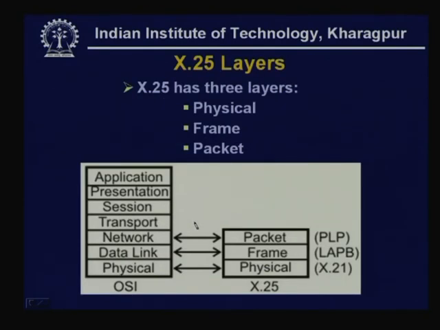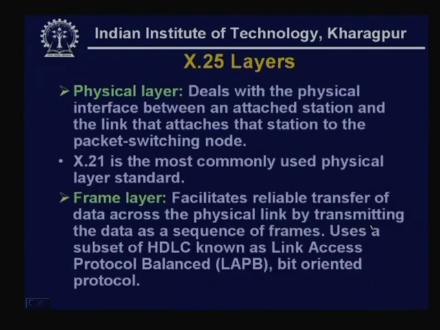It has three layers: physical, frame and packet layer. If you compare it with the OSI model, it essentially occupies the three lower layers: the physical, data link and network layer. The physical layer in X.25 is essentially X.21, then the frame layer uses a subset of HDLC, which is known as LAPB. We have already mentioned it, and then the packet layer, PLP. These are the three layers. We shall consider the functions of these three layers in detail.